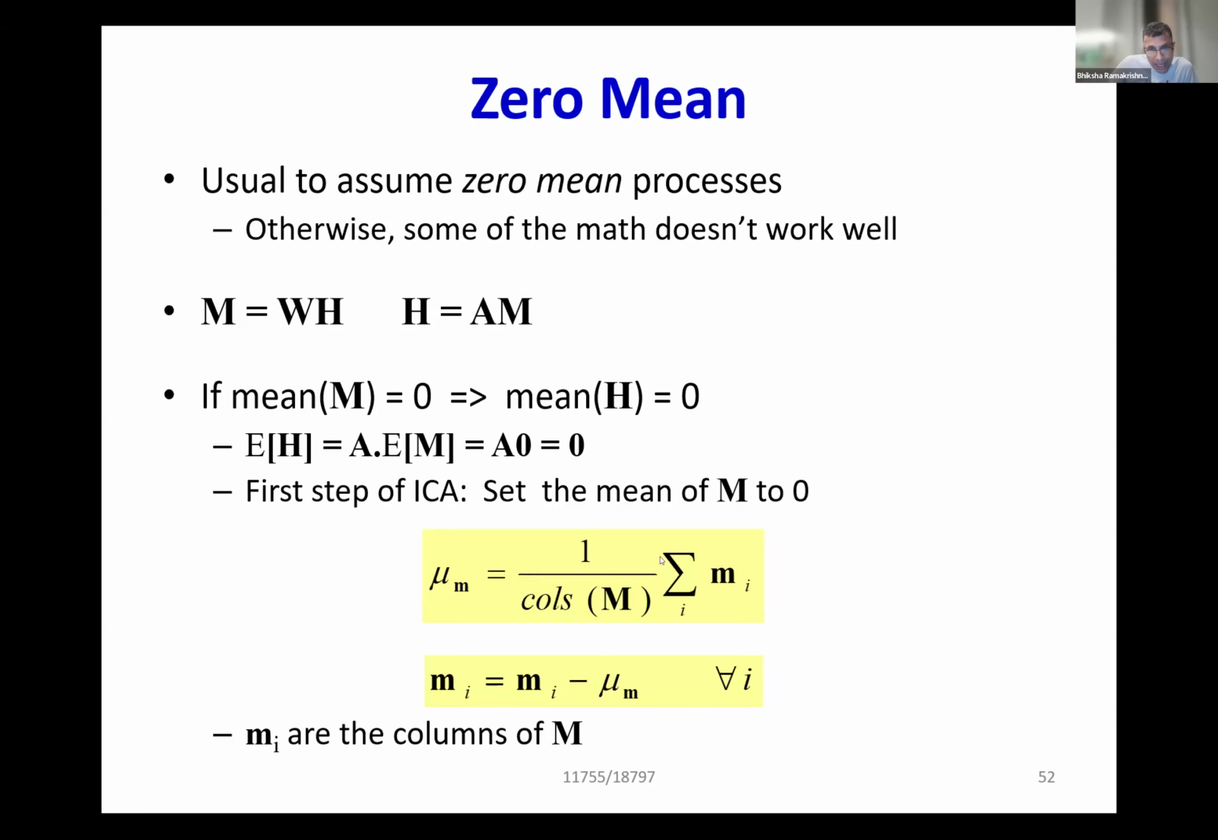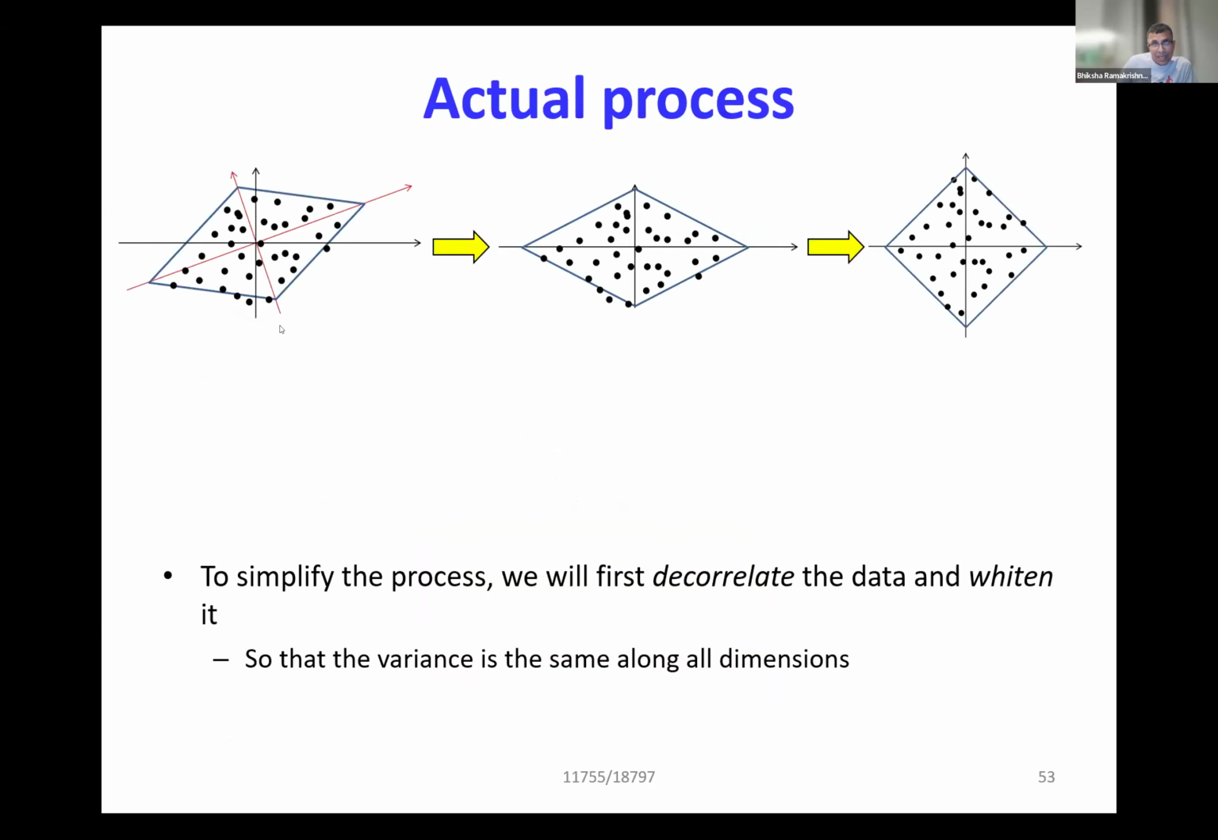Keeping this property in mind, what I can do is simply find the mean of the columns of M and subtract it from every column. That's going to give me a new matrix with zero mean. So anytime I have data which are non-zero mean, I can always center them by subtracting the mean out.